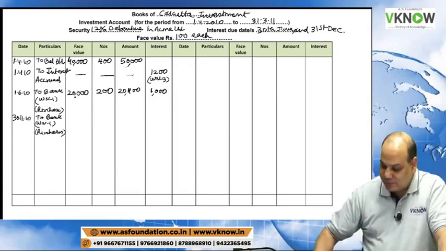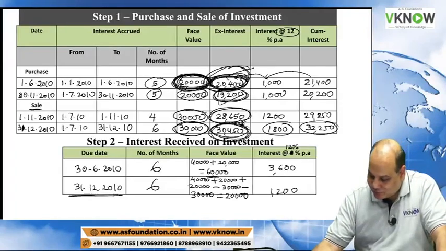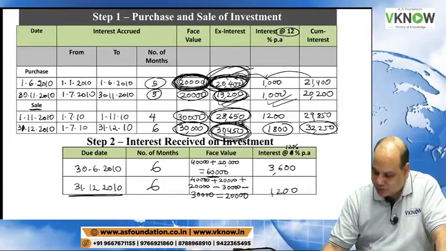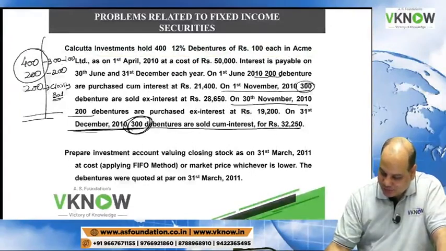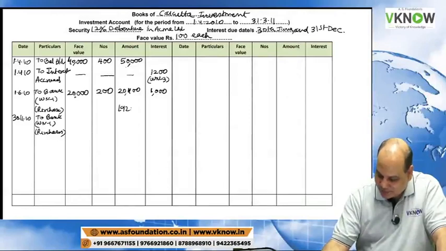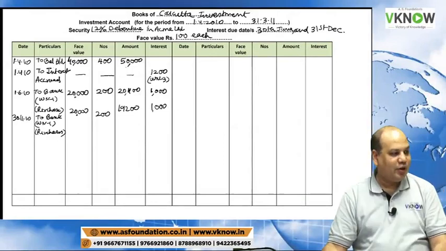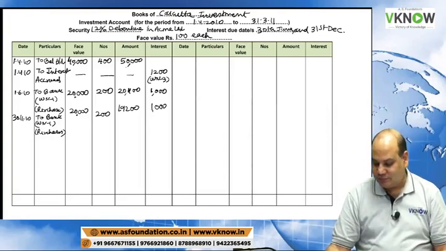Purchases. Working note 2, 30th November purchase 19,200 and 1,000. 20,000 is the face value, 200. These are the two purchases.